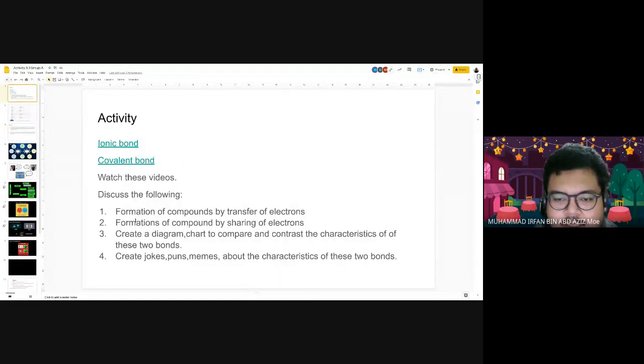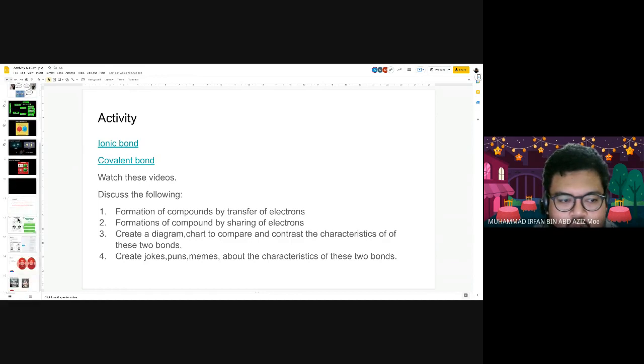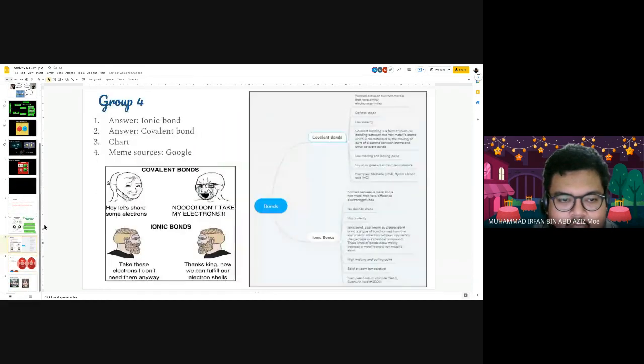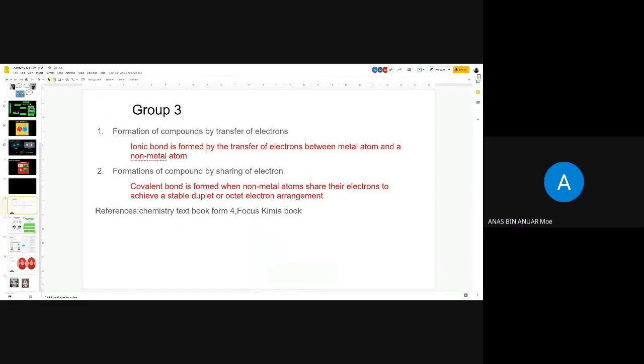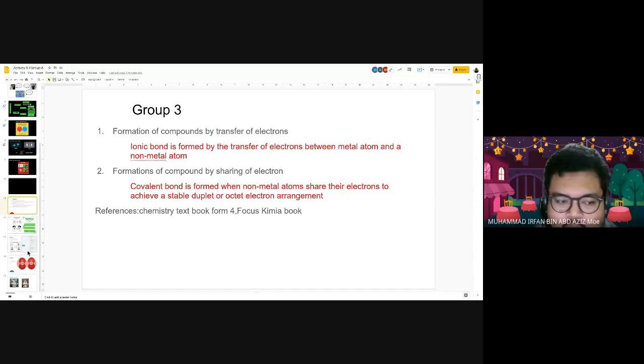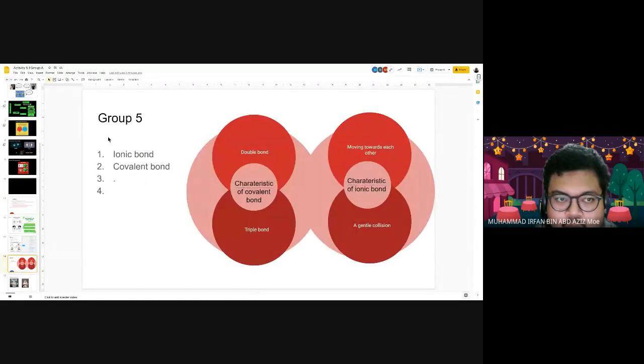You need to discuss. Discuss tu kena bincangkan, bukan write one word saja, okay? For group 4 and group 5, okay? Bukan write answer macam ionic bond apa benda tu. You need to discuss lah macam ni, okay? Jangan tulis ionic bond saja, so it is not complete.